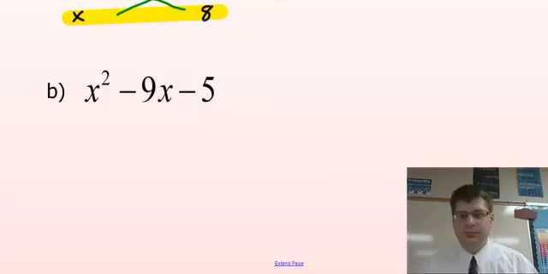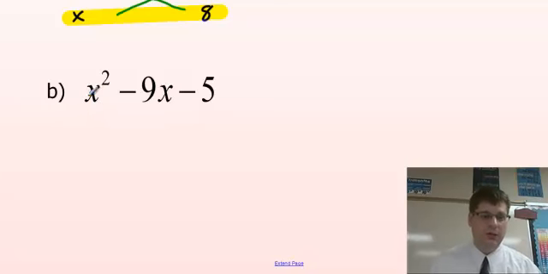Let's take a look at another one real quick. It's pretty easy, especially with these x squareds up front. So I'm going to take the same approach. I'm going to say, okay, well, what times what gives me x squared?